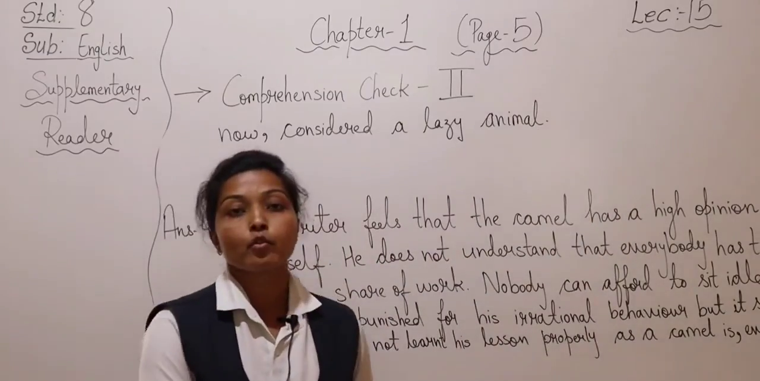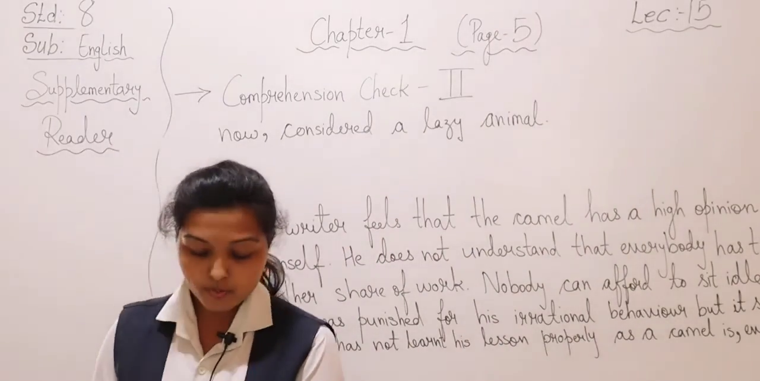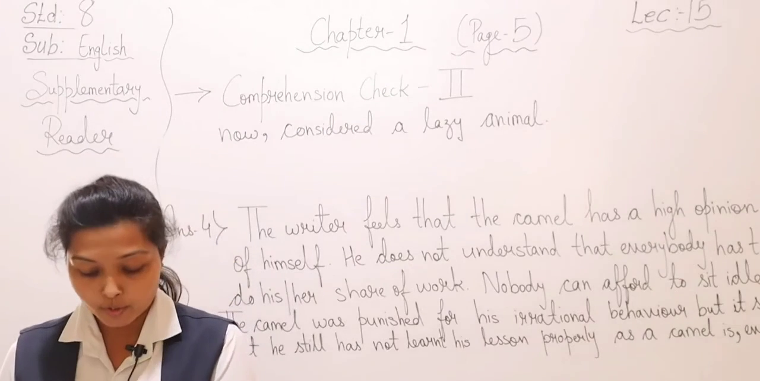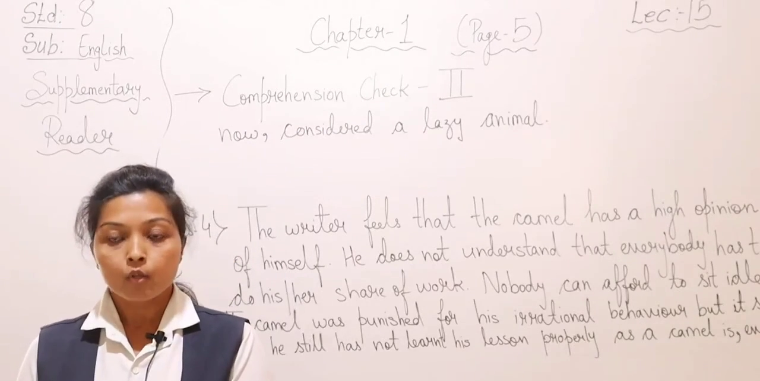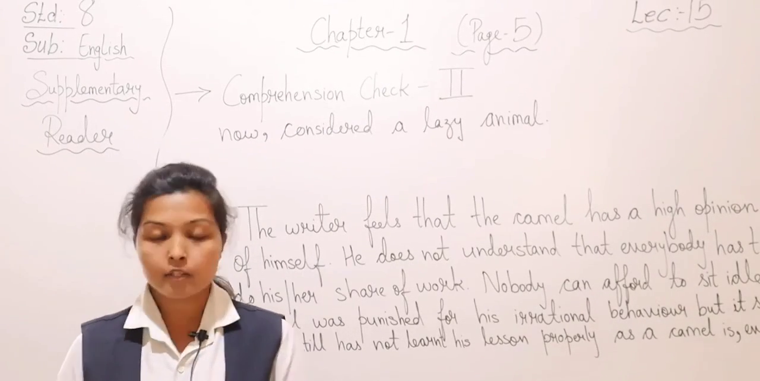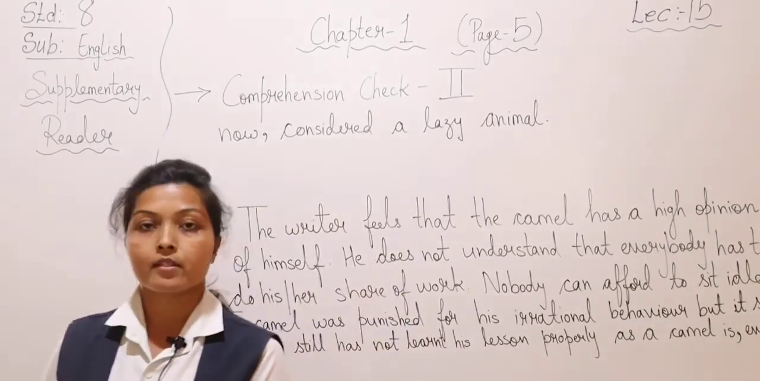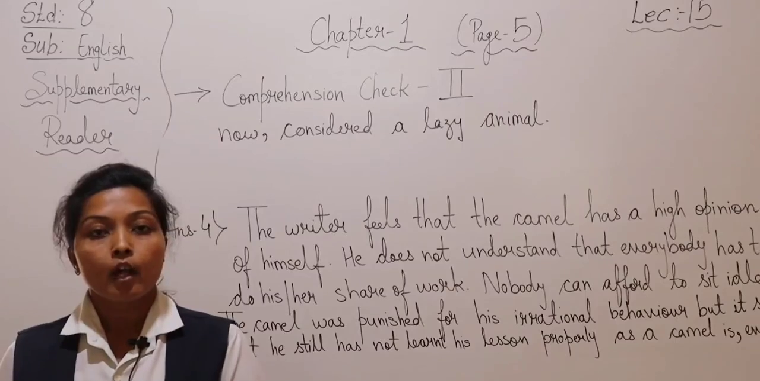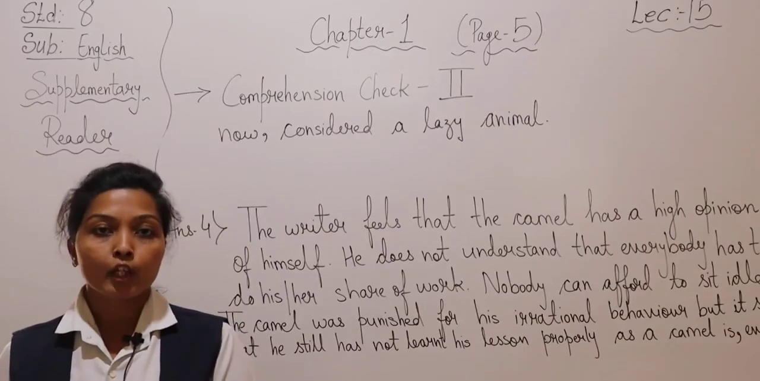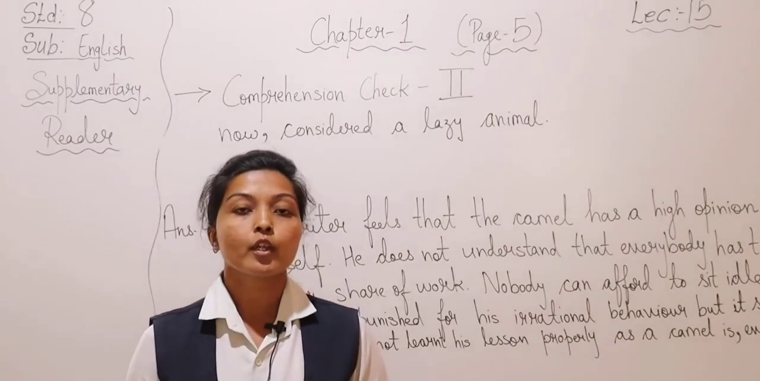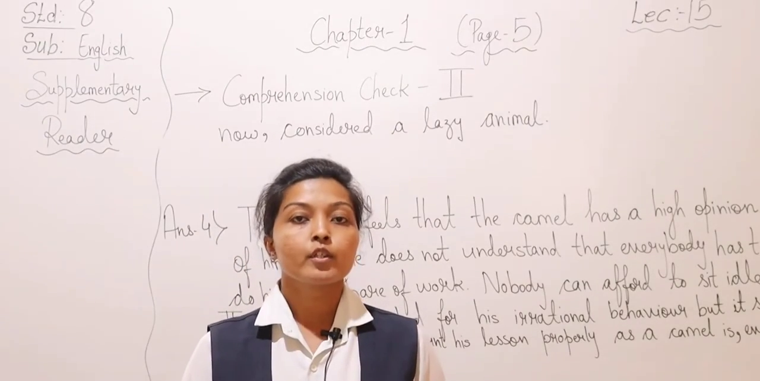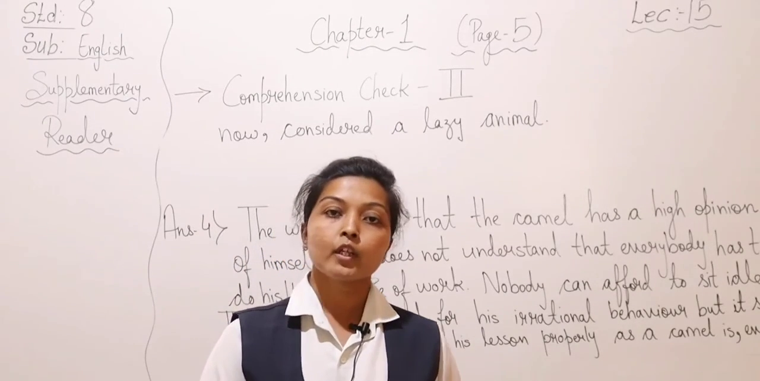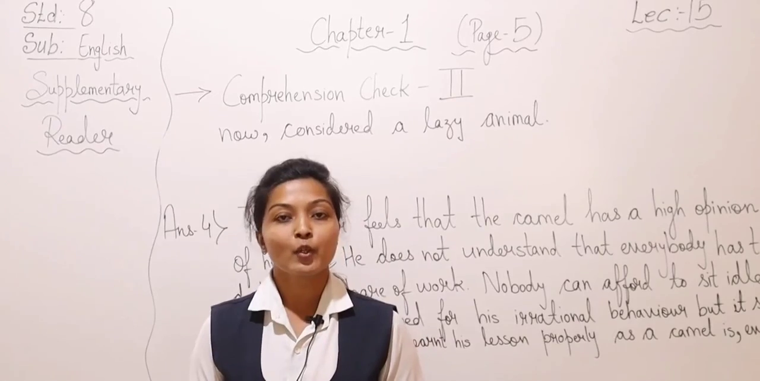Okay. So whatever questions were given in comprehension check 2, it is completed. Now answer the following questions from the exercise. So students, in this period I stop here up to this much. Now further we will continue in our next period. Revise whatever we just now completed. Thank you. Goodbye.